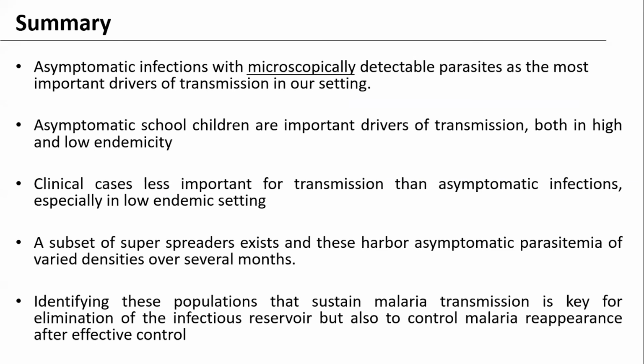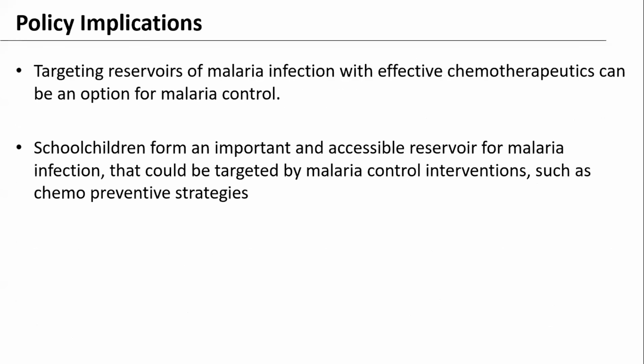We think identifying these populations that sustain malaria transmission will be key for elimination of the infectious reservoir, but also for control of malaria reappearance after effective malaria control. For policy, we think targeting reservoirs of malaria infection with effective chemotherapies can be an option for malaria control. School children provide, we think, an important opportunity since they're accessible. And so targeting them with malaria control interventions such as chemotherapy may be an important strategy that could be explored.